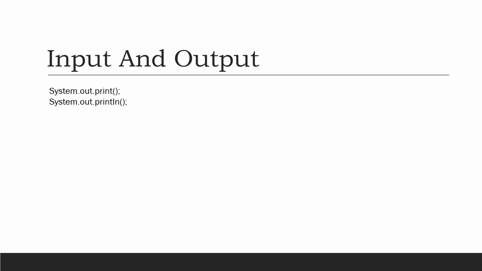The difference between these two statements is that the print method keeps the cursor in the same line after displaying the output, and the println method throws the cursor to the next line after displaying the output of the program. Right. So input to a program can be given directly inside the program or outside through the keyboard.